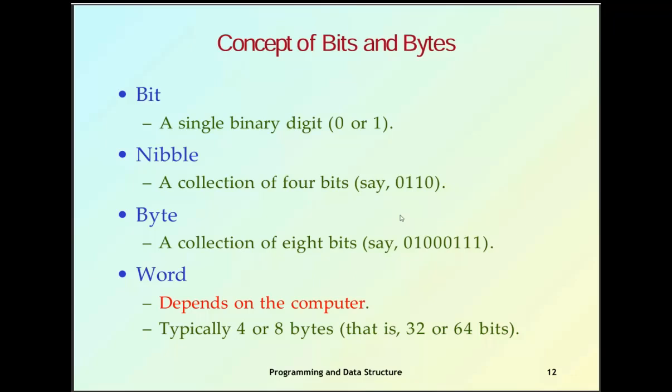One can combine bits to create a nibble. A nibble is a collection of 4 bits, whereas, okay, just give me a minute.